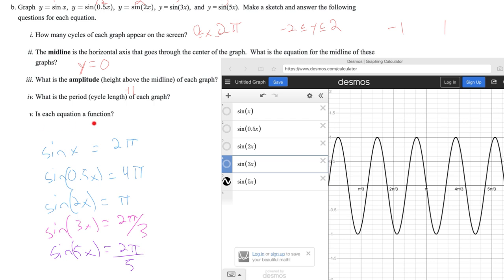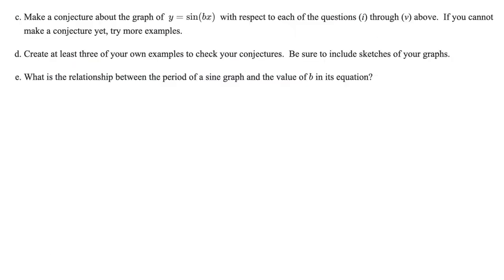Very last question here. Is each of these a function? Well, yeah, because every input has exactly one output. Every one of these would pass the vertical line test. They would never touch twice. Okay, that's part B. Let's go to part C now.